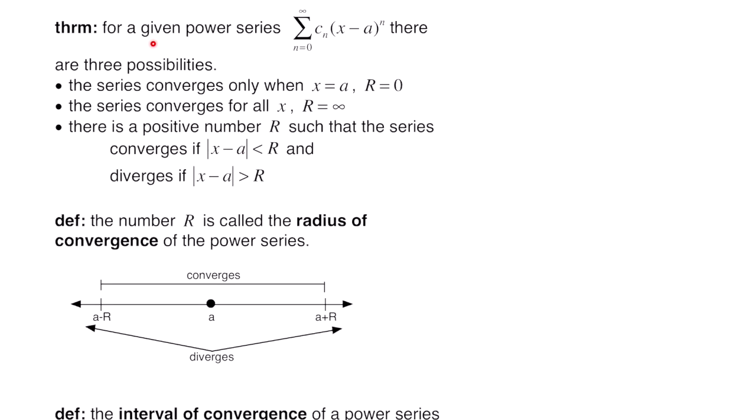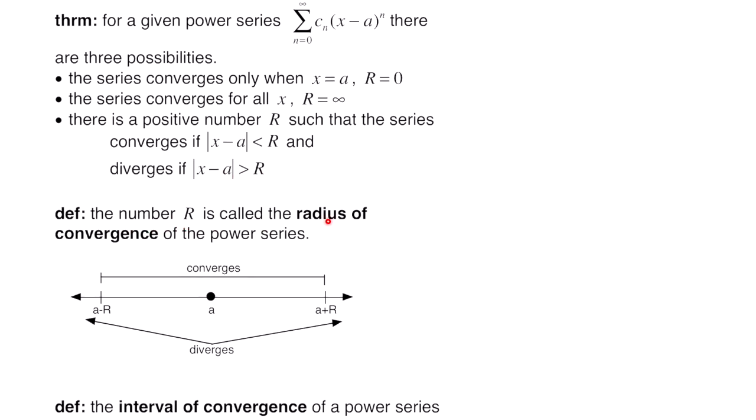This theorem says for a given power series of this form, there are 3 possibilities. The series converges only when x equals a, and then r, the radius, is equal to 0. The series converges for all x, so r, the radius, is equal to infinity. Or there is a positive number r such that the series converges if the absolute value of x minus a is less than r, and diverges if the absolute value of x minus a is greater than r, where the number r is called the radius of convergence of the power series.